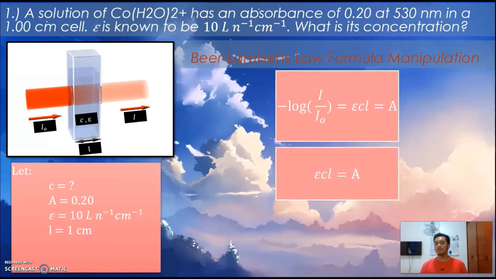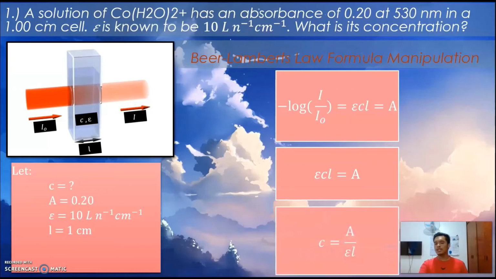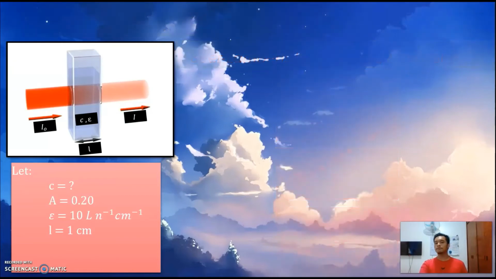A equals epsilon CL. And we have A, we have L, we have epsilon, we don't have C. So with simple algebra, let's isolate C. Using division, we get C equals A over epsilon times L, or the absorbance over molar absorptivity times the cell pathway. Let's try to use this equation in action.